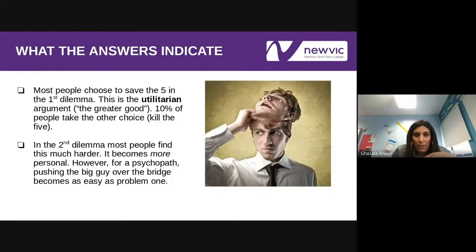Okay, so what do the answers indicate? This could indicate something about you guys. Most people would choose to save the 5 in the first dilemma. One of you did mention in the chat box that this is the utilitarian argument, where we're looking at the greater good. 10% of people take the other choice, which is to kill the 5.